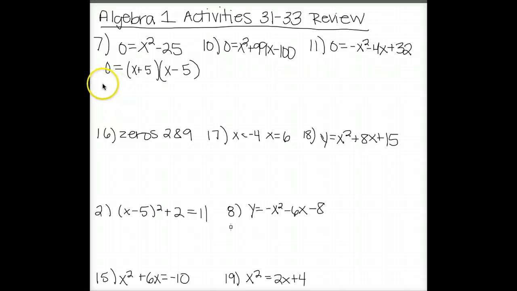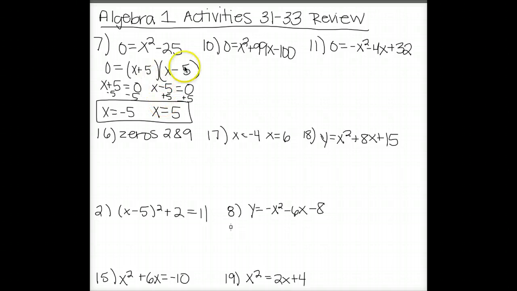So once it's factored, then we use the zero product property. So we set each parenthesis equal to 0 on its own, and then we solve those. So subtract 5 here, that gives us x equals -5, and then add 5 over here, which gives us x equals 5. So those are our two solutions there.